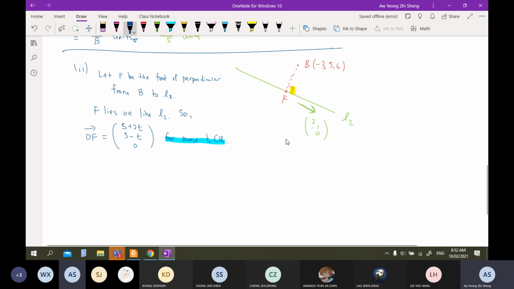So let's find the vector either BF or FB. Either one will work. So I'll just find BF here. BF is OF minus OB. OF, we already have the expression in terms of t, so let's just use it. OB is minus 3, 5, and 6. And then just simplify the numbers.